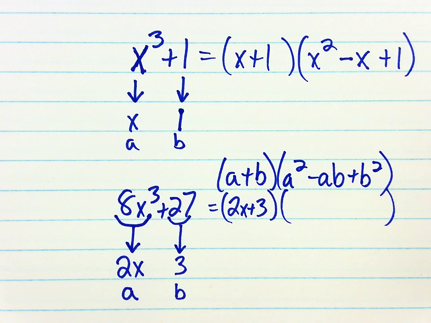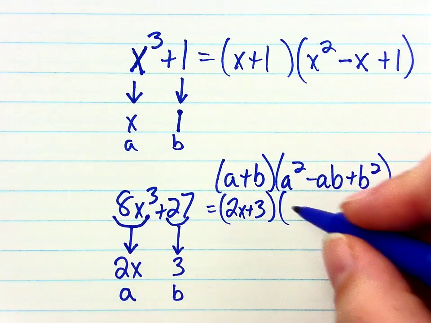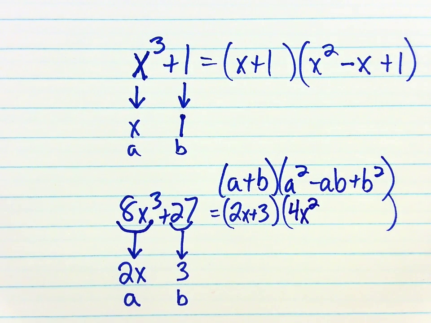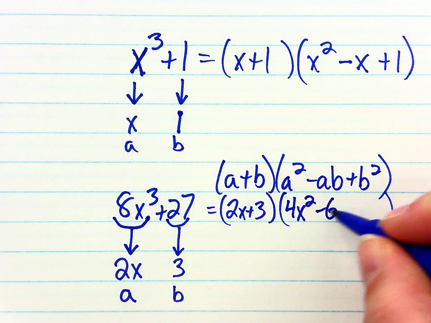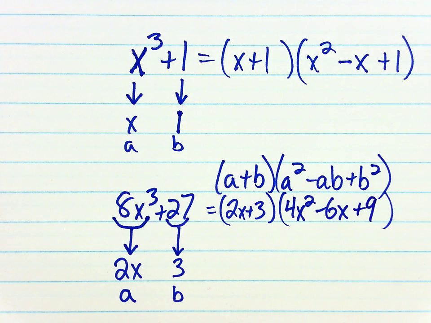What's 2x squared? 4x squared. You have to square the whole thing, right? 2x times 2x is 4x squared. So that goes in as a 4x squared. Minus a times b would be? Minus 6x, yes. And then plus b squared? Plus 9. So that's it if I'm just asked to factor.